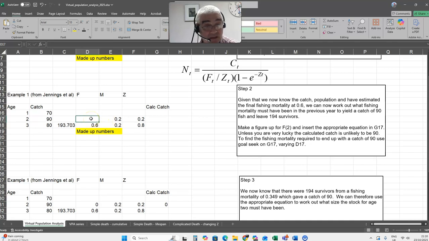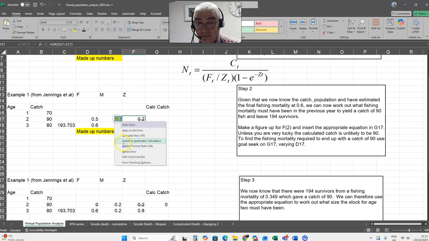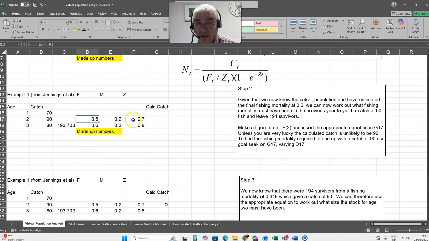which is fishing mortality. Now it's probably going to be less than the terminal F, so we sort of make it, I don't know, let's make it 0.5. So we're just estimating that for now. Okay. So because we've made that 0.5, we now have total mortality of 0.7. Okay, so last year it was 0.6. So 0.5 plus 0.2 gives you 0.7.